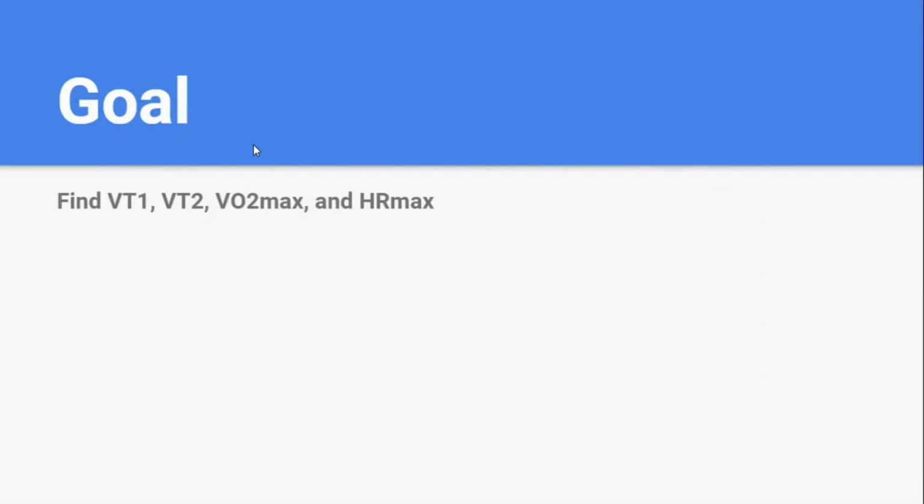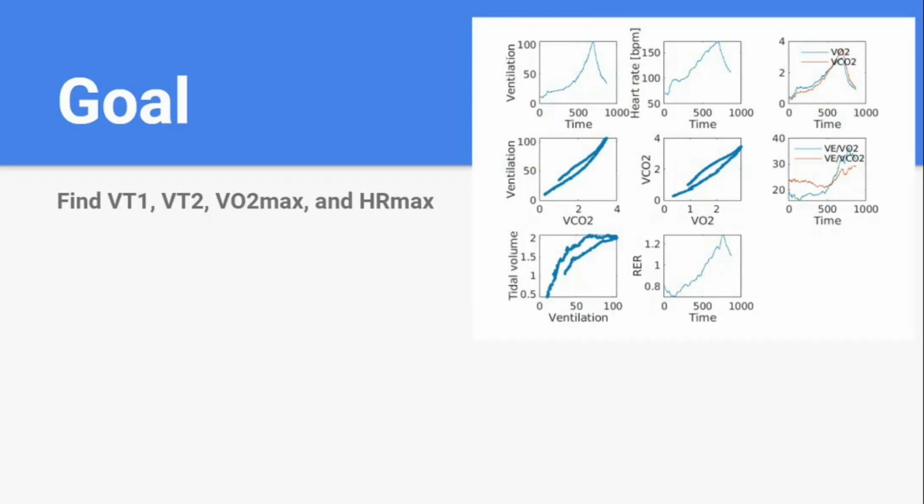So the goal is to find VT1, VT2, VO2max, and HRmax. VT1 is ventilation threshold 1, and VT2 is ventilation threshold 2. Basically, ventilation threshold 1 is the point where you compensate the lactate accumulation. As you increase the intensity of exercise, you produce lactate through your energy metabolic system, and as lactate accumulates, you increase the acidity of the blood by increasing hydrogen ions.